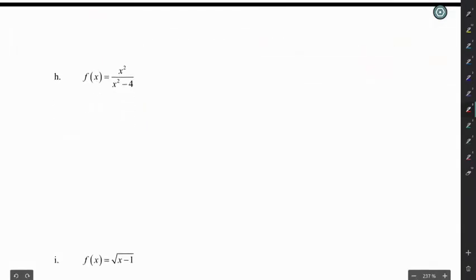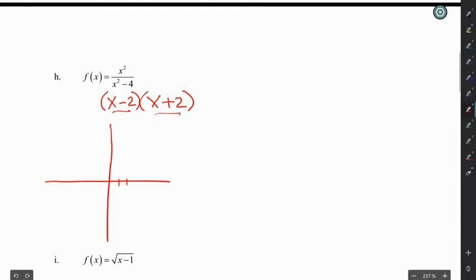For the next function, we have a rational function. So this rational function, if we factor the denominator, it would give us x plus 2 times x minus 2. So we know that we have vertical asymptotes at 2 and negative 2. Because they are vertical asymptotes, the function is not continuous at those 2 x values, which means the function is not differentiable at those 2 x values. So just by sketching the asymptotes, and we would have a horizontal asymptote at 1.